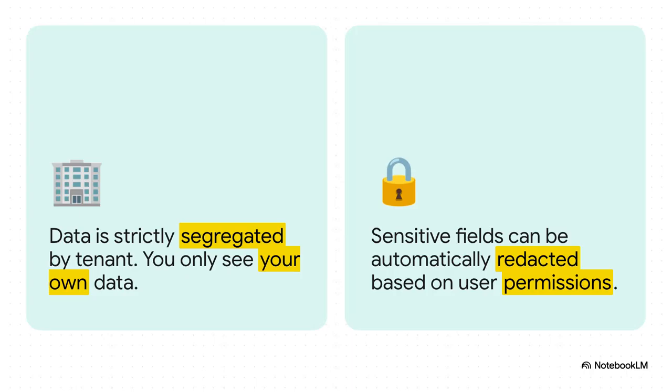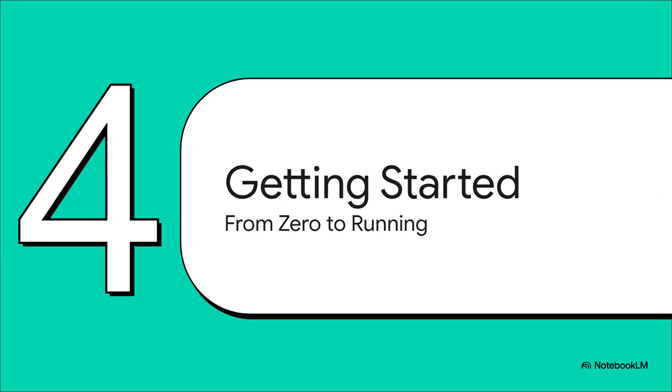Now, of course, for any system like this, especially in an enterprise setting, security is absolutely non-negotiable, and Aurora tackles this on a couple of key levels. First, data is strictly isolated by tenant, so you only ever see your own data, period. On top of that, it supports attribute-based access, which means sensitive fields can be automatically hidden or redacted based on who's asking.